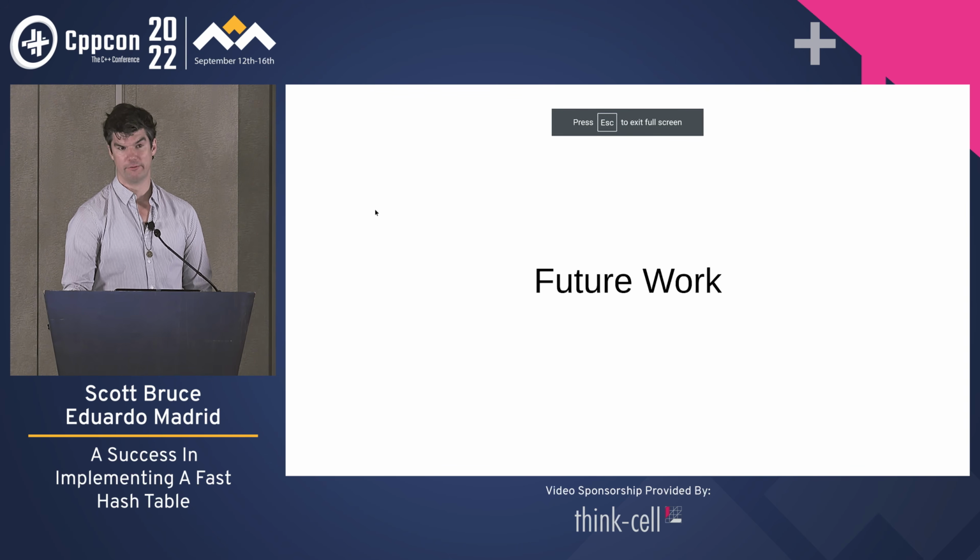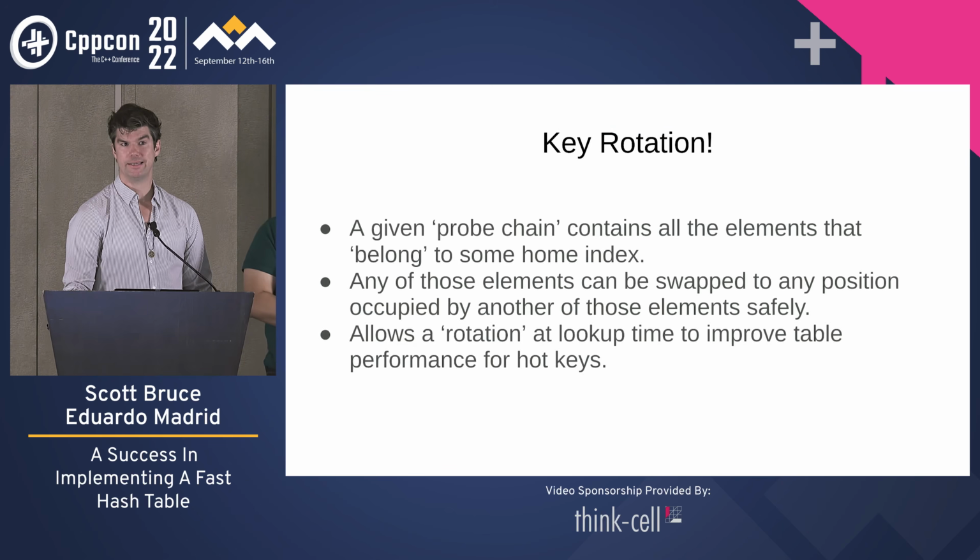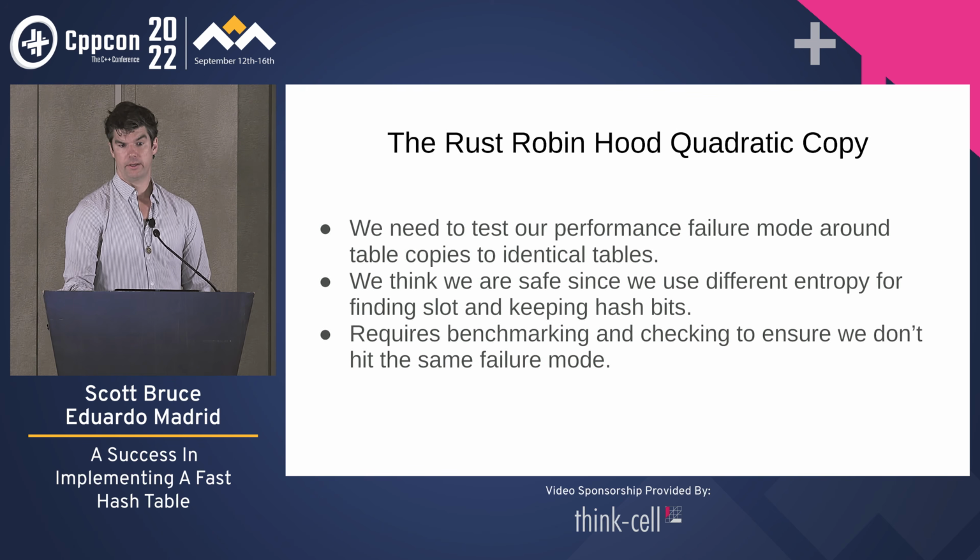I can go over future work in about 50 seconds. You can rotate keys to make them more optimal because the chains all have the same PSL, so anything that goes to the same home index can be swapped with any other element of that index. The Rust Robin Hood table had like a quadratic copy execution bug. We think we don't have that bug because we have like a different way of generating the hash.